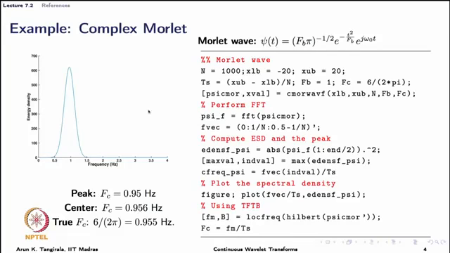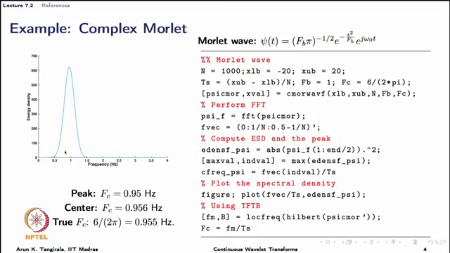What I am showing you here is for the choice of FB equals 1 and FC equals 6 by 2 pi, which means omega naught is 6, the energy spectral density obtained by implementing the MATLAB code that I show on the right. We will go through the MATLAB code, but let us quickly discuss the energy spectral density and the center frequency calculation.